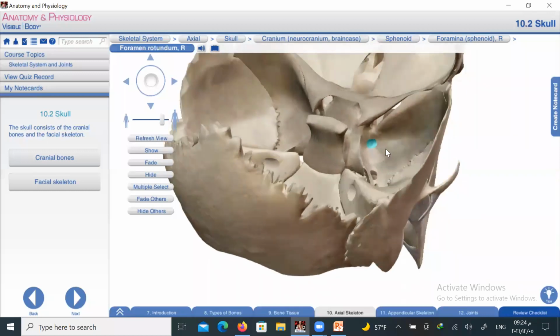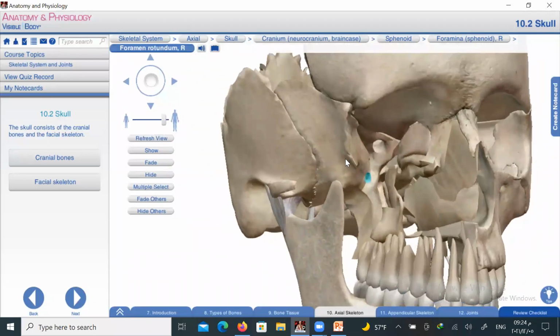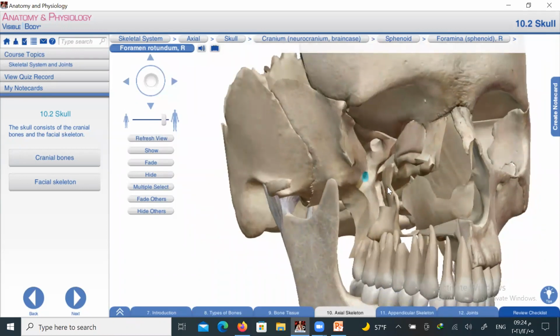It makes a connection between the middle cranial fossa and the sphenopalatine fossa, as I mentioned previously. This is the sphenopalatine fossa.